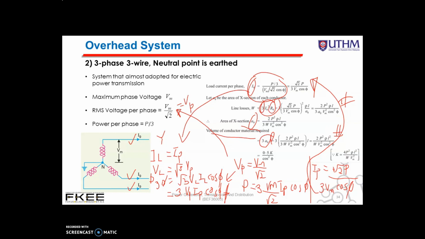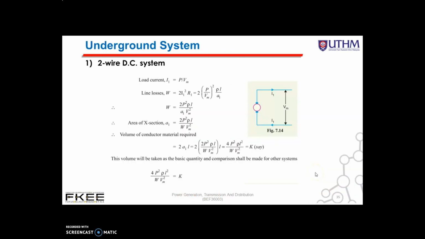From the previous slide, I have informed that K is equivalent to 4 P squared rho L squared over W Vm squared, right? So you just substitute here in this equation, then you can get the volume of the conductor material, which is 0.5 K over cos squared phi. Okay, next is the underground system.